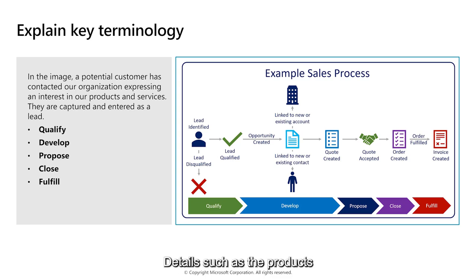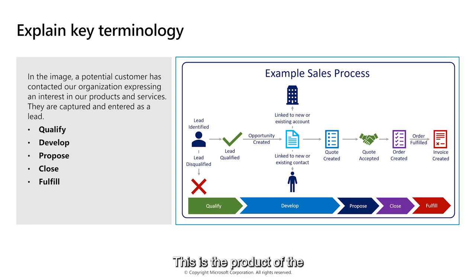Details such as the products and services that the lead is interested in, estimated revenue, and timelines are added to the opportunity and are tracked within the system. When we're happy with that, we can then propose. Once the deal is ready to go, we add a quote to the opportunity, and this represents the formal proposal to the lead, the now potential customer, to be able to take a look at.